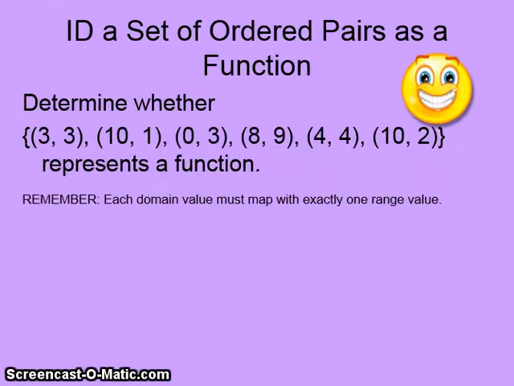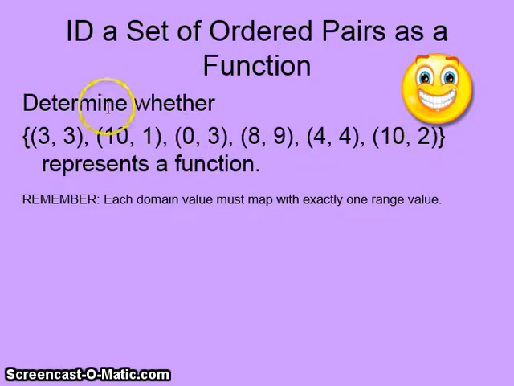Now here, this is an example that needs to be in your notes, we want to determine whether or not this relation, or set of ordered pairs, represents a function. So we're going to look at each of our x values. X value 3 goes with the y value 1, 3. X value 10 goes with 1, 0 goes with 3, 8 goes with 9, 4 goes with 4, and 10 goes with 2.